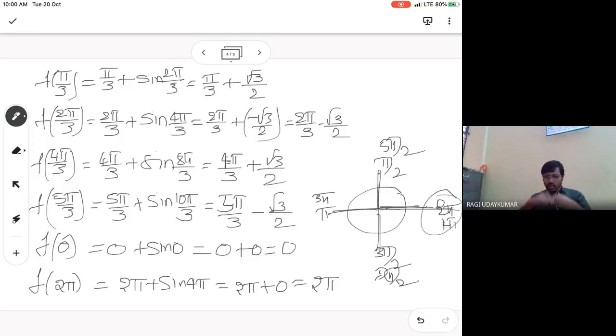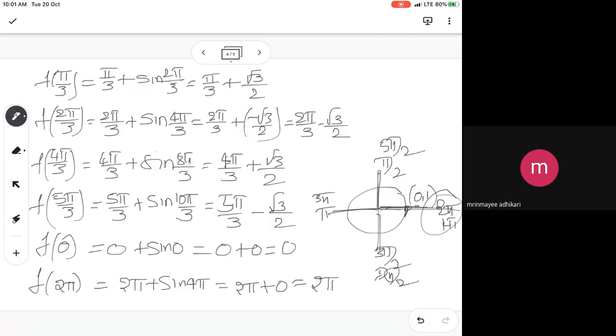So on that you know that this point value is 0, 1. Is it 0, 1?